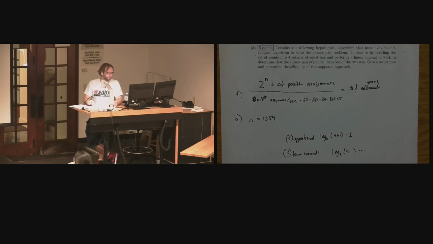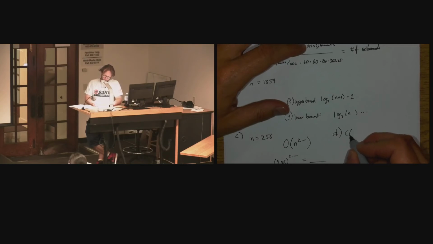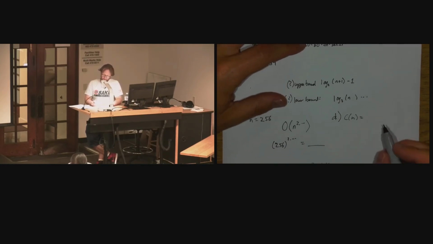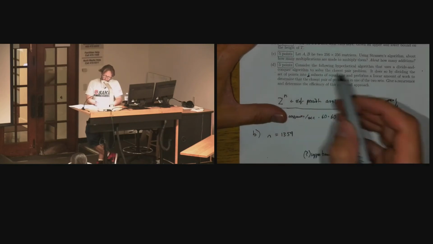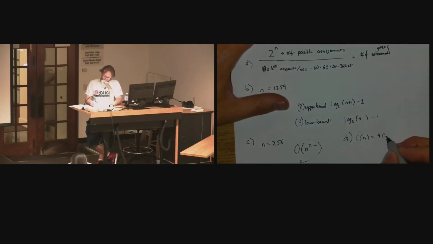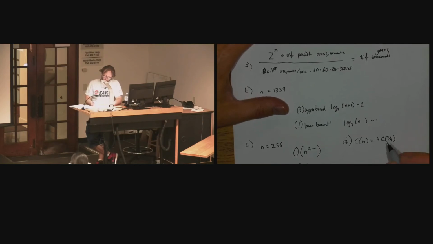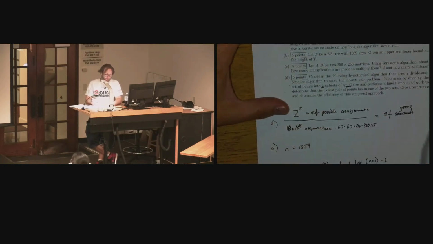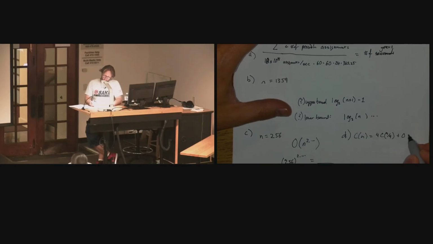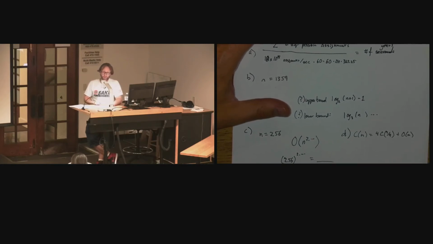Consider the following hypothetical algorithm that uses a divide and conquer algorithm to solve the closest pair problem. It does so by dividing a set into 4 subsets of equal size and performs a linear amount of work to determine the closest pair of points that lie on any 2 sets. Give a recurrence and determine the efficiency of this supposed approach. So if I have C sub n being my number of comparisons, and I've got 4 subsets, that means I need to make 4 recursive calls. Each subset is 1/4 the size, because they're of equal size. And then I do a linear amount of work to combine all the solutions back.